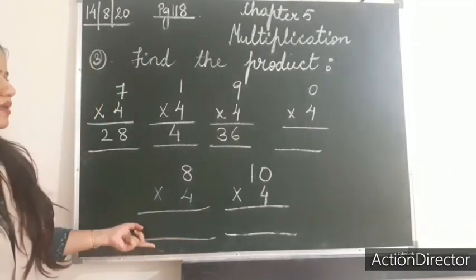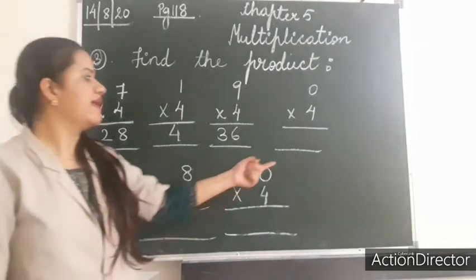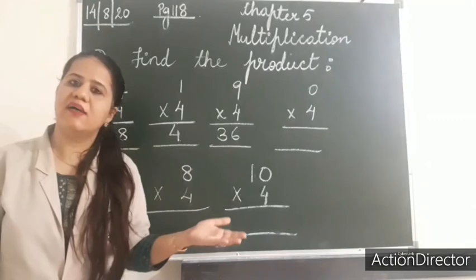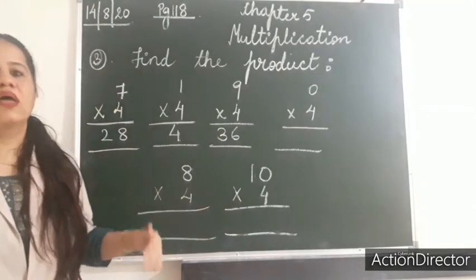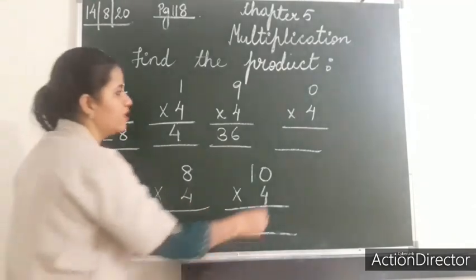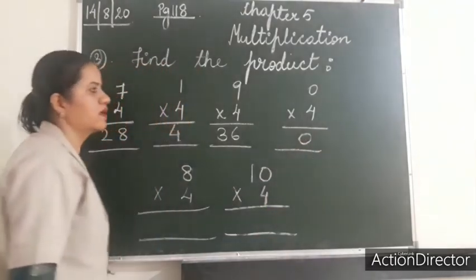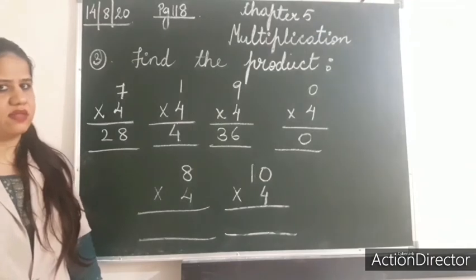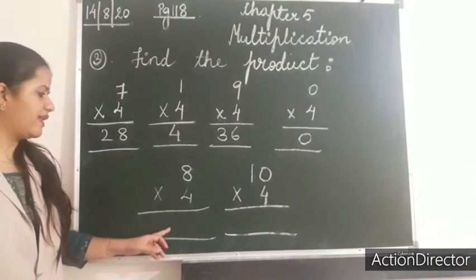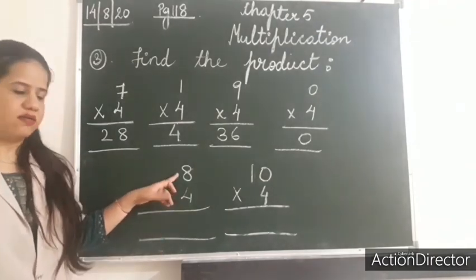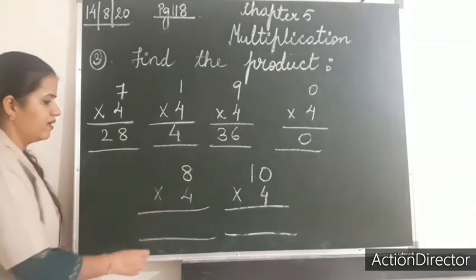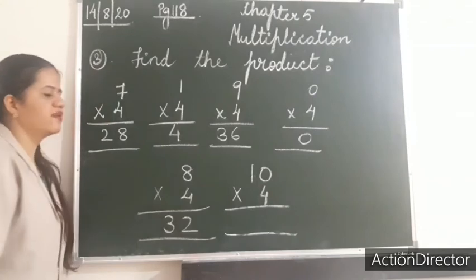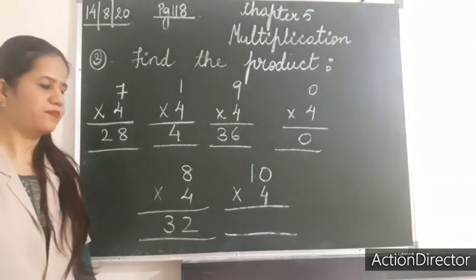Okay, clear? Yes. Now come to the next question, that is 0 fours are. I told you any number multiplied by 0, the answer will be 0. 0 fours are 0. Got it? Yes. Now next one, that is 4 eights are 32. The answer is 32. Okay.